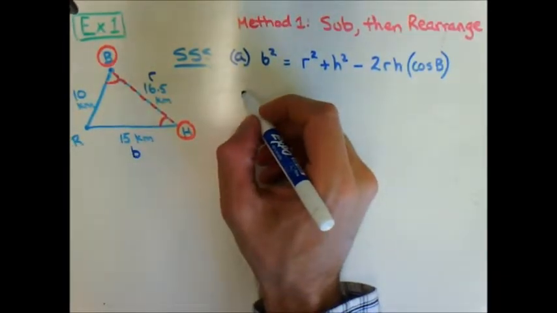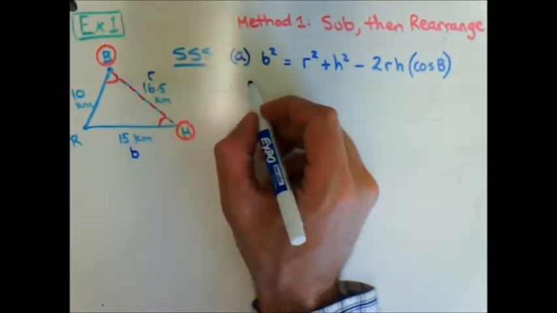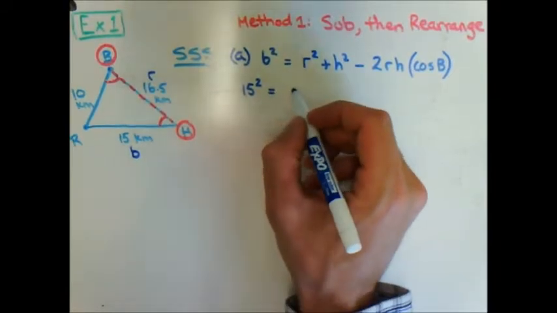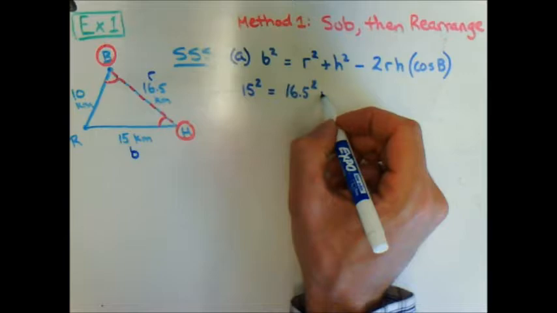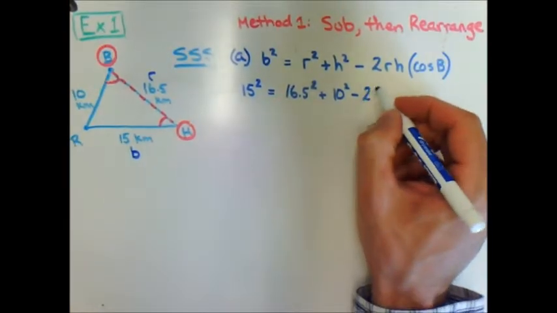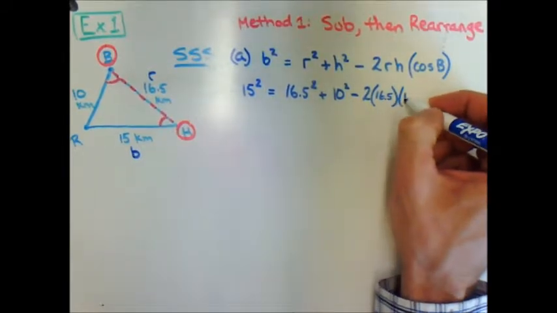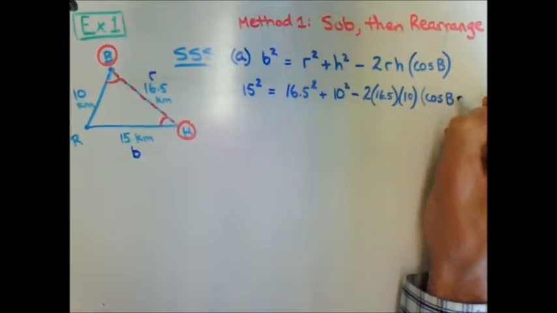The next step, all we need to do is sub in what we know. So we know B, R, and H. So go ahead and sub in those values. We have 15 squared is equal to 16.5 squared plus 10 squared minus 2 times 16.5 times 10 times the cosine of B.